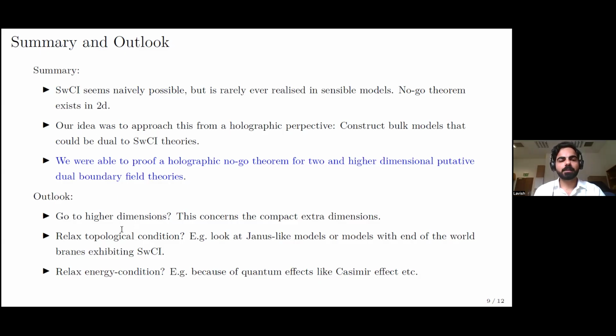In future, this work can be extended in different directions. We can ask what happens when we take more than one extra dimension? And what happens when we relax the topological conditions? Possibly there could be examples of end-of-the-world branes which exhibit scale without conformal invariance, or Janus-like models. The null energy condition that we took was classical, so we could possibly relax that condition and see some quantum effects like the Casimir effect.